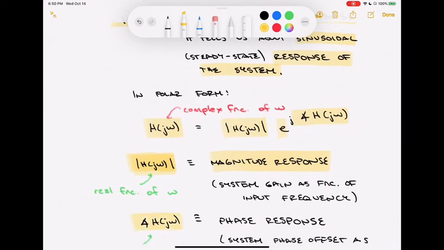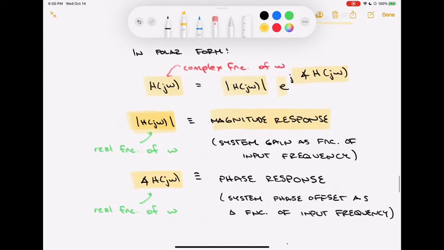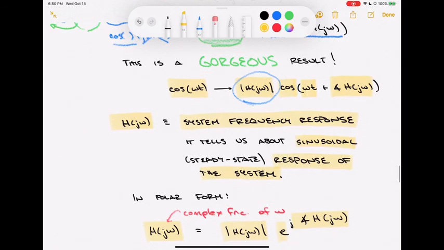The angle of H of j omega tells us the phase response, and we call it the phase response. It tells us how the system offsets the phase of an input sinusoid to create an output sinusoid, same frequency, right? Just shifted in phase. We saw that back up here as well. We saw that by saying, hey, that cosine comes through. It got modified in magnitude by the magnitude response, but it also got a phase shift based on that phase response. So H of j omega, the complex quantity, is what we are going to define as frequency response.